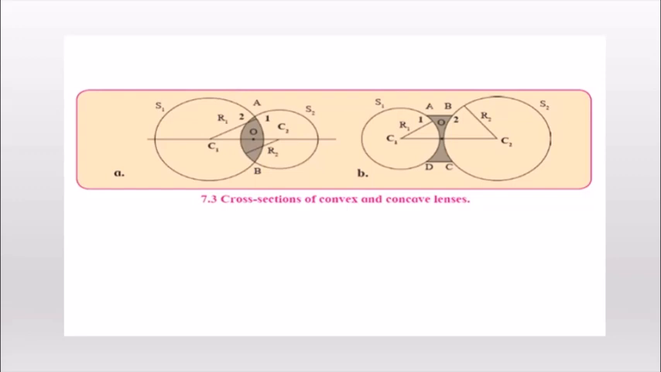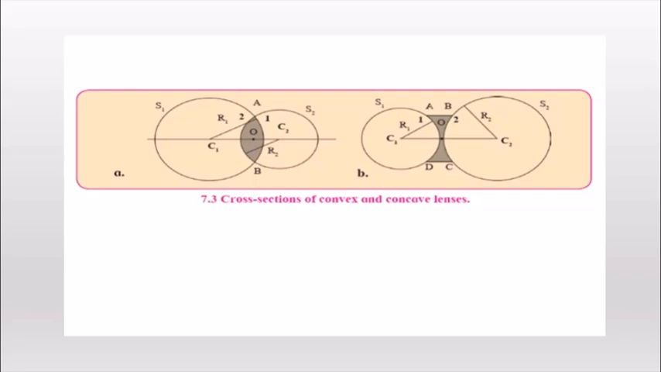Next we have the principal axis. The imaginary line which is passing through both the centers of curvature is called the principal axis. Next we have the optical center, which is O. Here you can see in both the figures the optical center O is given. The point inside a lens on the principal axis through which light passes without changing its path is called the optical center, that is O.